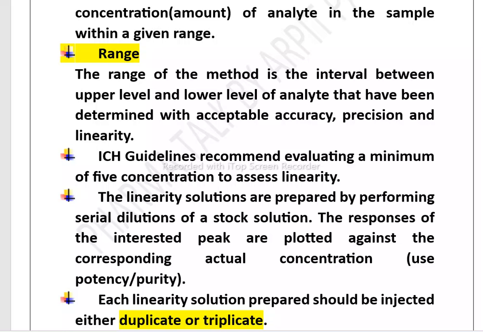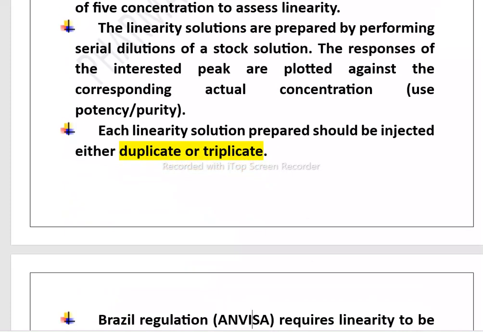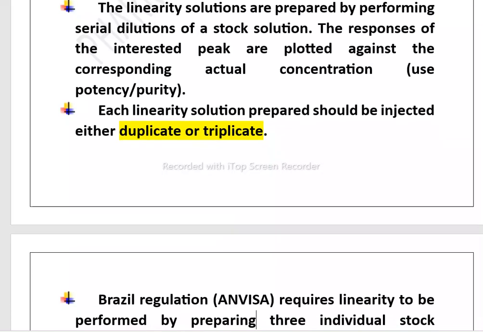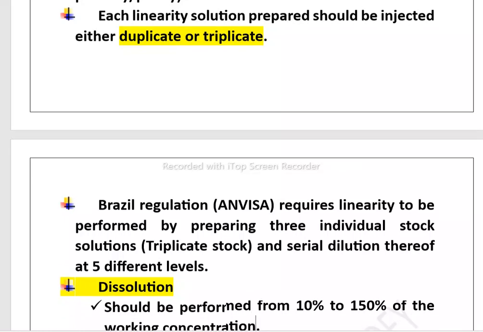Many have a question: how do we inject the linearity solution in HPLC? It is performed in duplicate or in triplicate. According to ICH, each linearity solution prepared should be injected either in duplicate or triplicate to assess its precision. According to the Brazil regulation, Anvisa requires linearity to be performed by preparing 3 individual stock solutions, triplicate stock, and the serial dilution, with 5 different levels.